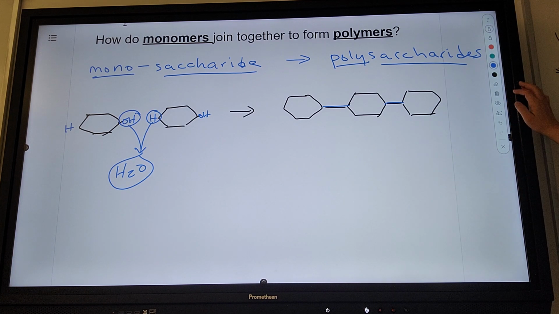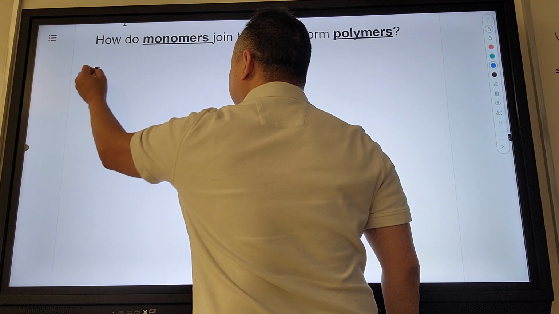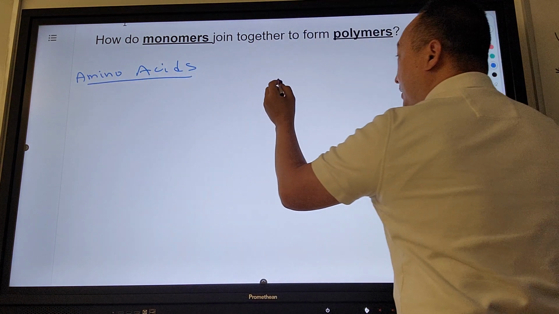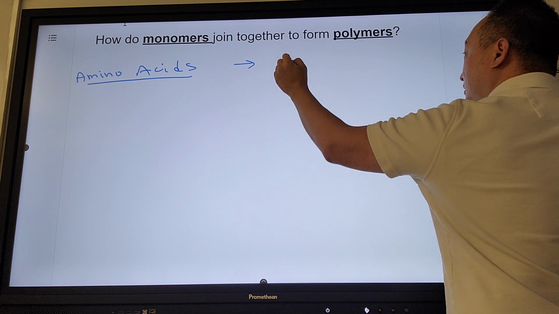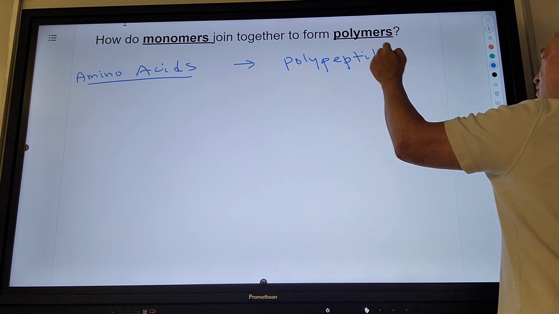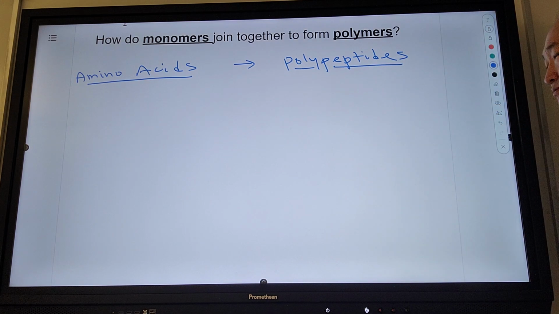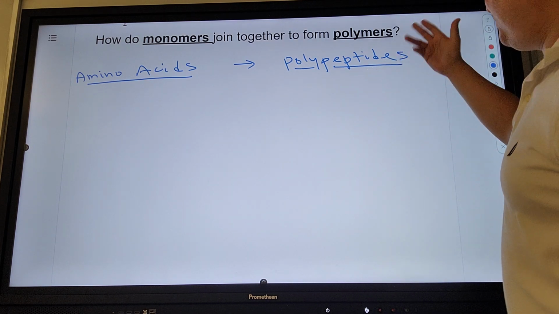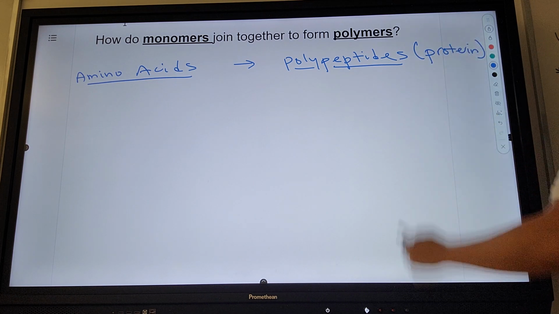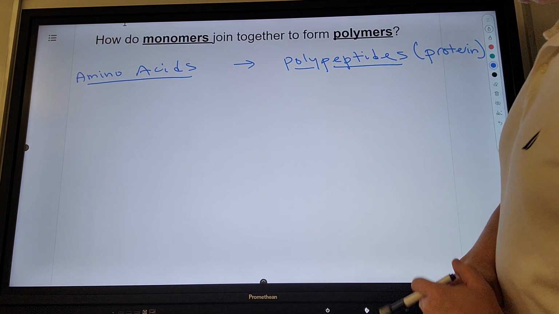All right, so the other example I'll use is amino acids. How amino acids form polypeptides. Polypeptides. Right. Poly meaning many, peptides, and this is just another name for proteins. They're not exactly the same, but in our class, they refer to the same thing.